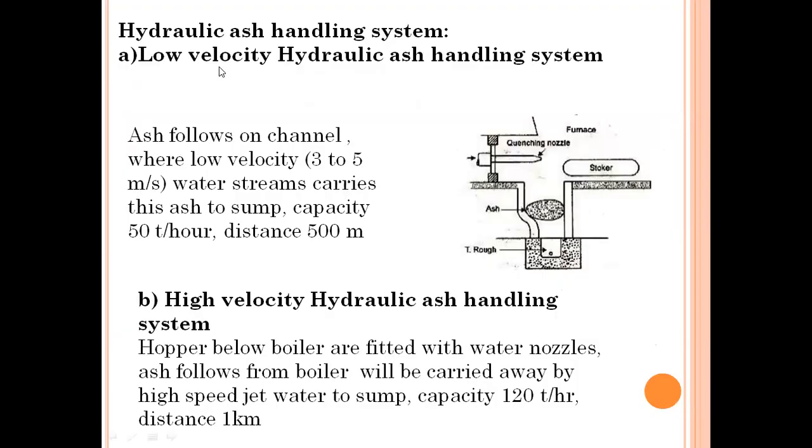So, hydraulic ash handling system. Low velocity hydraulic ash handling system: ash falls into channels where the water velocity is low, 3 to 5 meters per second. The water stream carries this ash to some distance, capacity 15 tons per hour, distance 500 meters. High velocity hydraulic ash handling system: the bottom of the boiler is fitted with water nozzles. Ash falling from the boiler will be carried away by a high speed water jet, capacity 120 tons per hour, distance 1 kilometer.